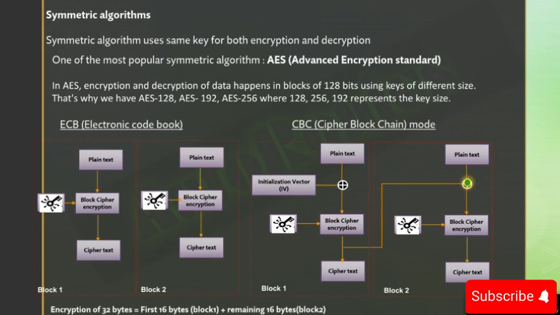As you see, the IV is randomized for the initial block, and for upcoming blocks, the IV is taken from the ciphertext of the previous block. That's why, when we compare to ECB mode, this mode is more secure, since randomization is added in the initialization vector. And it's used in many applications like secure boot and secure communication.